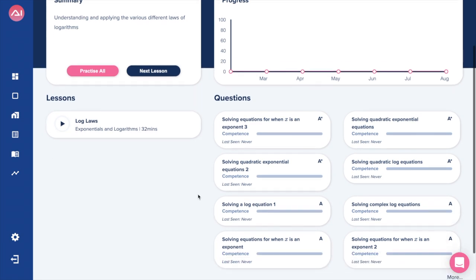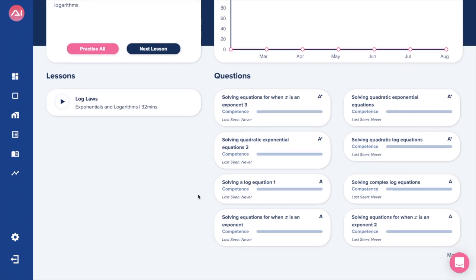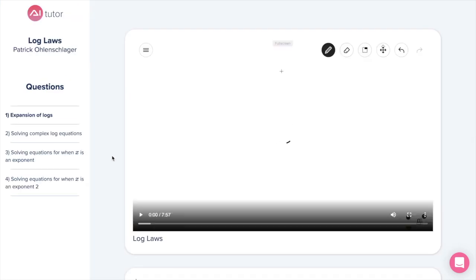Then you'll see that I'm brought up to this page where I've got a lesson on the left-hand side and then a load of questions on the right-hand side. So the lesson on the left-hand side is a video that you can view if you don't know where to start. If we click on this, you'll see that there's video tutorials showing you how to solve each of the main questions that make up this topic.